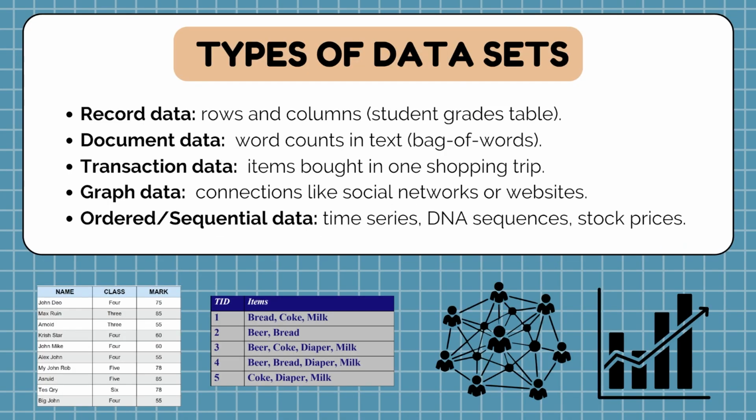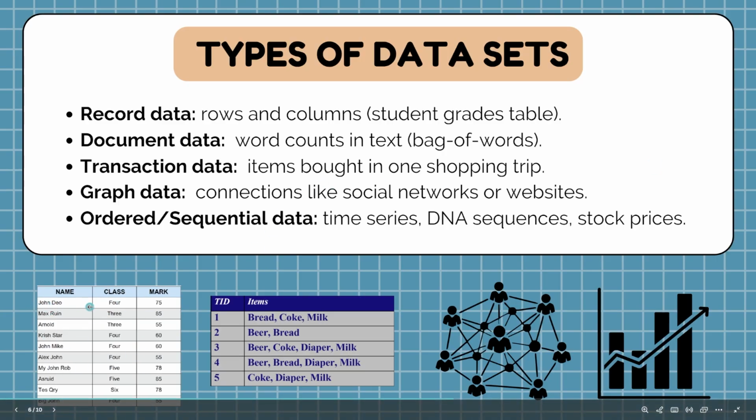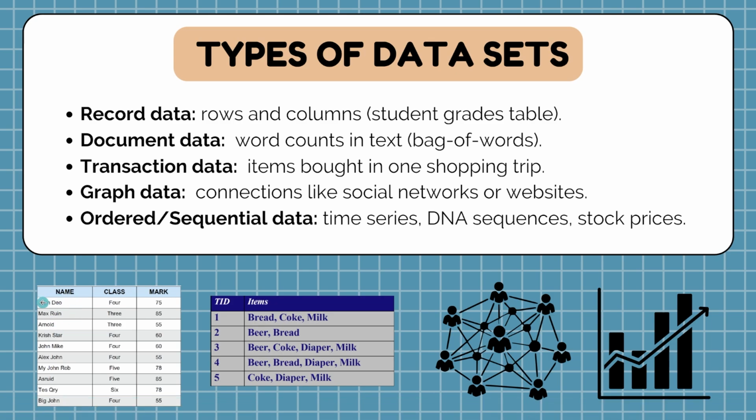Data can come in many different forms, not just in simple tables. Let's start with record data. Record data is the classic table format, like student grades in a spreadsheet, where each row is a student and each column is an attribute. For example, you can see the left image. You have John Doe as the first student, with the class and the grades of the student.